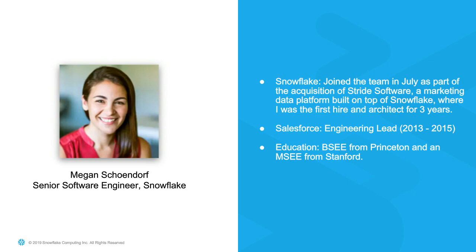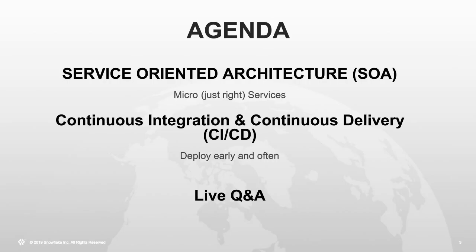Today, I want to talk to you about a couple of the lessons that I learned building on top of Snowflake and how we used it to help us achieve two of our architectural goals. The first is service-oriented architecture, and the second one is continuous integration and continuous delivery. For each of them, I'm going to cover what they are and why they're important, what's really hard about them, and how Snowflake helped us to get to these goals. And at the end, of course, we'll do the live Q&A.